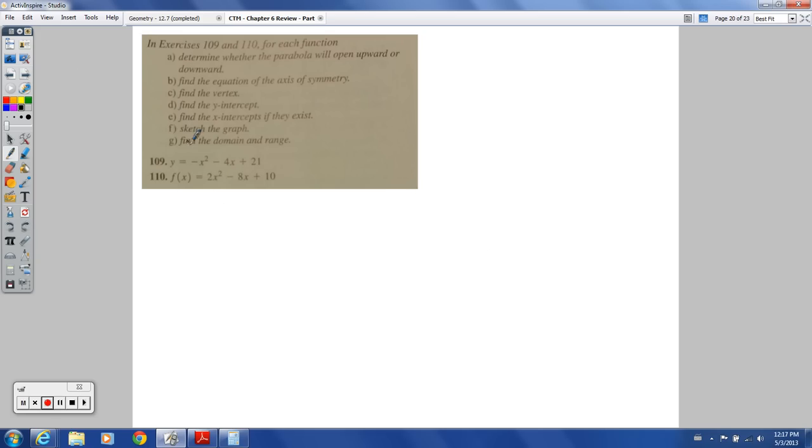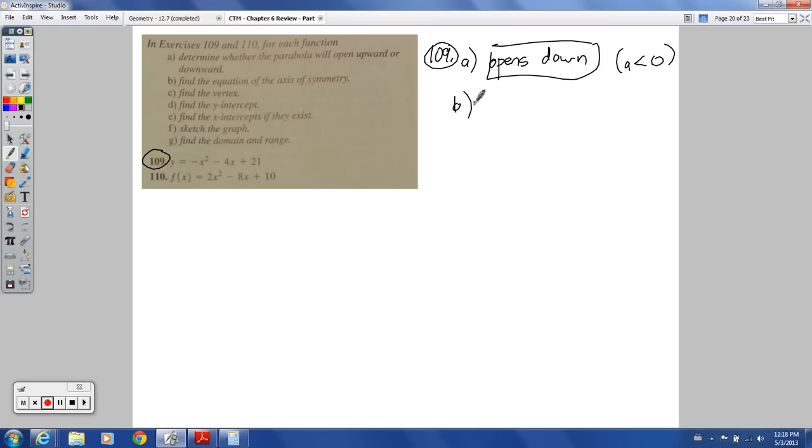Okay, moving on to 109 now. For 109, we've got the parabola opening upward or downward. This is going to be a pretty involved question here. We're going to have a lot to figure out here. So 109, part A, determine if it opens up or down. That all depends on this right here. If this is negative, it opens down. If it's positive, it opens up. This is negative, the a value, the value in front of the x squared, so it opens down. And our reason would be a is less than 0.